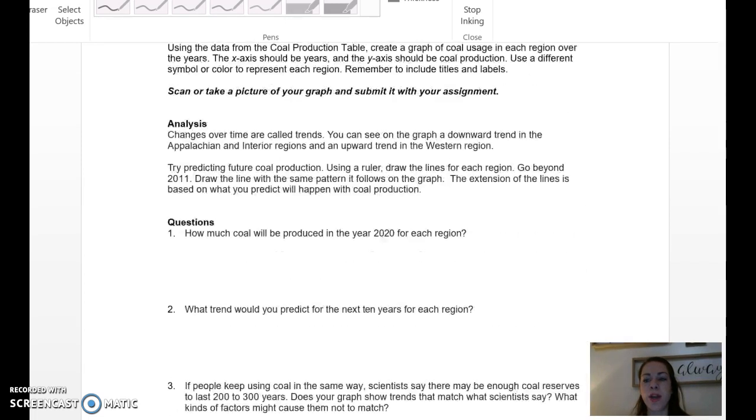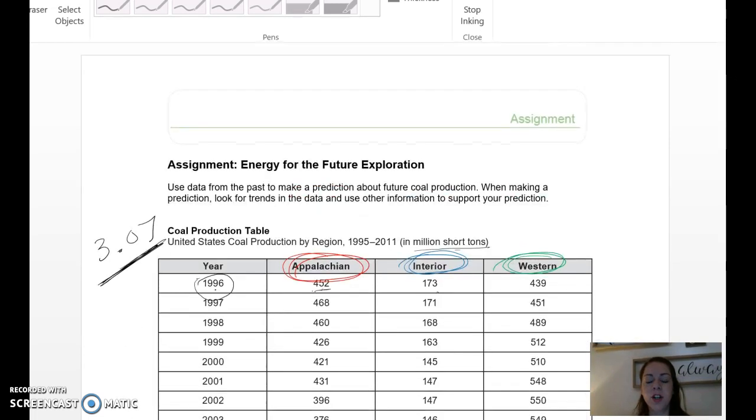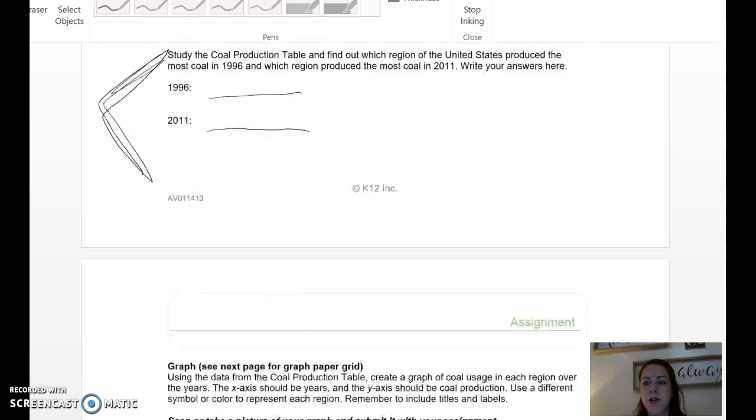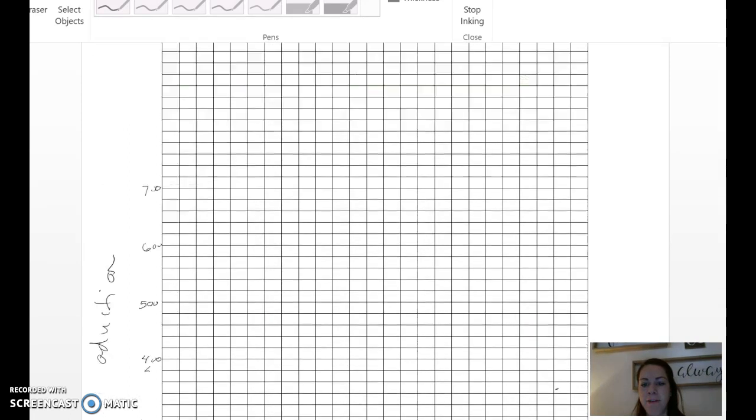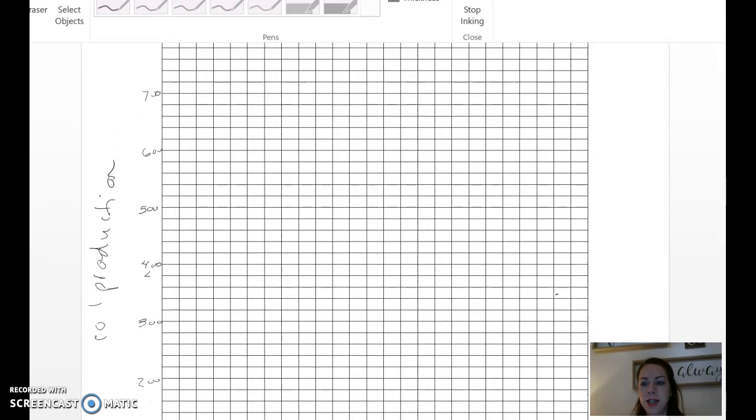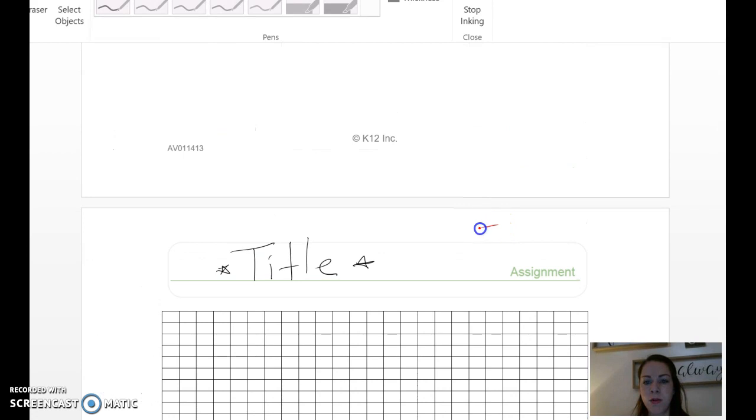So let's look at our data points. We'll start with Appalachian. Appalachian is the first one. So I'm going to change my color to red. And it looks like in 1996 there was 452. So I'm going to scroll down to my graph. I'm going to make a little key here. I'm going to do a red line and write Appalachian. I should label this key so I know that my red line is all Appalachian.